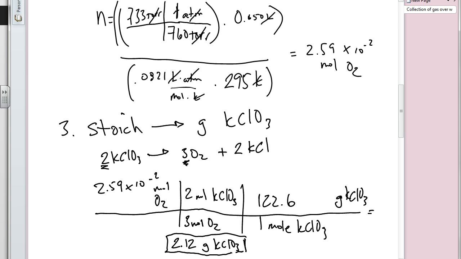We applied the principle of Dalton's law of partial pressures because there was a little bit of water vapor in that gas that was collected over water. We applied the ideal gas law formula, PV equals nRT. Then we did some stoichiometry. So this would be a good example of what we might see on the AP test, some problems like this where they ask you to do multiple steps. Tomorrow in class we'll do more practice problems.